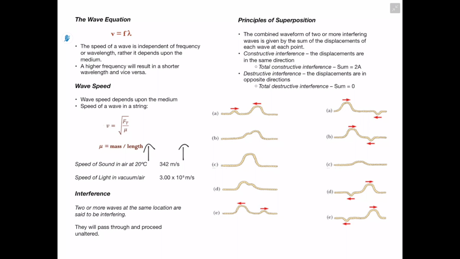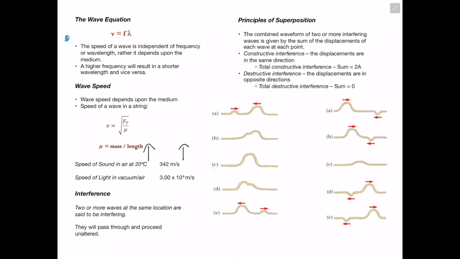And this brings us into the principle of superposition, which states that the combined waveform of two or more interfering waves is given by the sum of the displacements of each wave at each point. So basically, in order to find what happens during our interference, we're going to take the displacements of each wave involved with the interference, and we're going to simply add them. We're going to have to make sure to look at not only our magnitudes, but also the direction of our displacement.